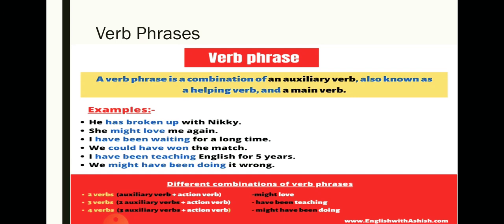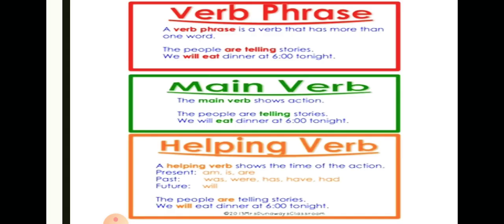We might have been doing it wrong. Might, have and been are auxiliary verbs, and doing, do, is the main verb of the sentence. So this is how a sentence will be patterned, formulated. We can't formulate a sentence like this, or simple constructions will be there. So together this is known as a verb phrase. Okay, a verb phrase is a verb that has more than one word.